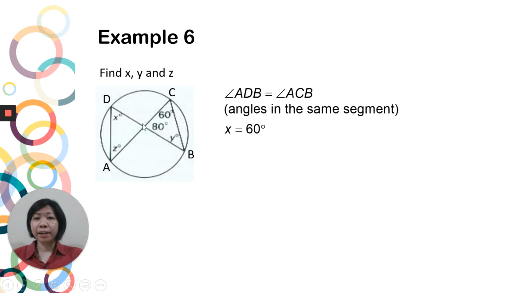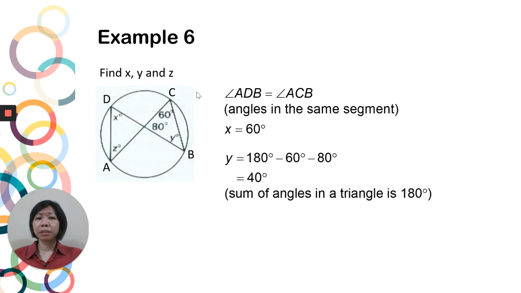To find y, you simply need to look at this triangle. You already know the size of its two angles, which are 60 and 80, which means the size of the third angle can be found simply by subtracting 180, which is the sum of angles in a triangle, with 60 degree and 80 degree. There you go. You get y equals 40 degrees.